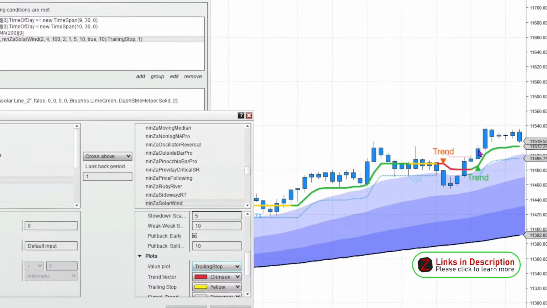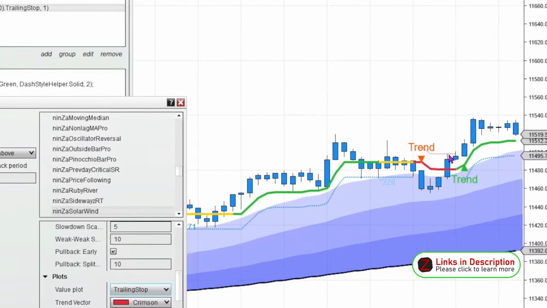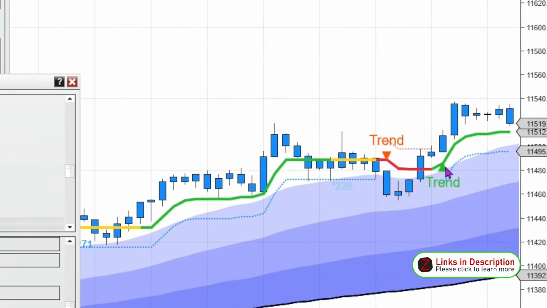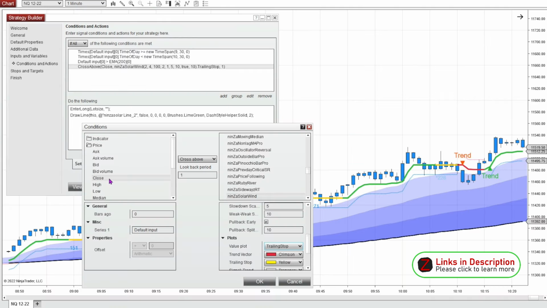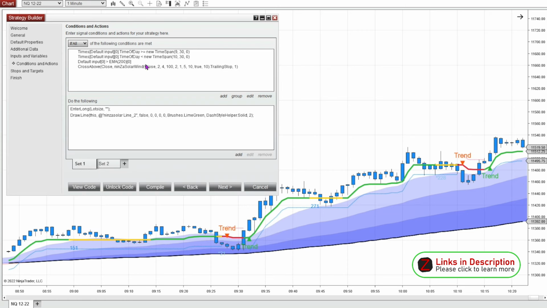So when we have a close above this red dotted line, you see the trend turns bullish on the solar wind. So that's the condition we want to mimic. The close crosses above the trailing stop line on the solar wind. And then one other condition.